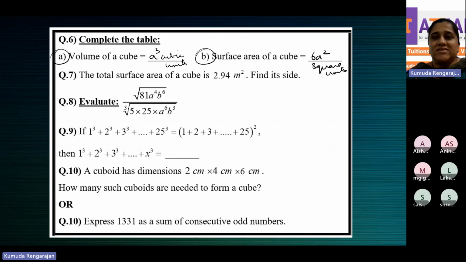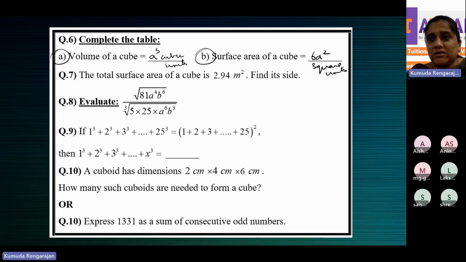Okay. So a cube has 6 faces. A cube has 6 external surfaces. Each surface is a square and the area of a square is A square. So 6 squares, A square plus A square, 6 times. So 6A square. 6A square means 6 into A square.